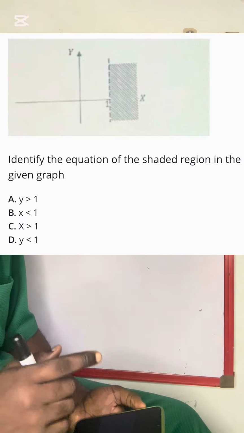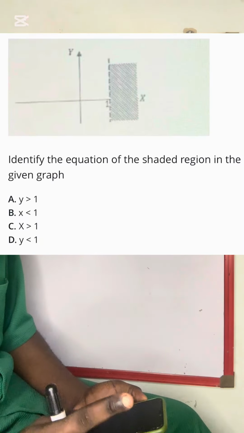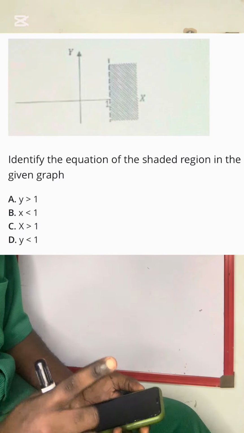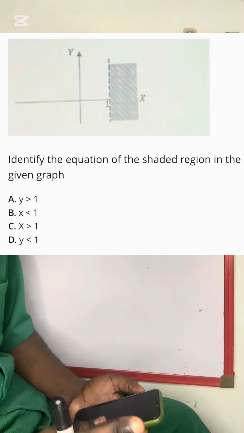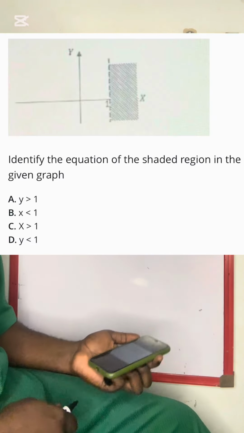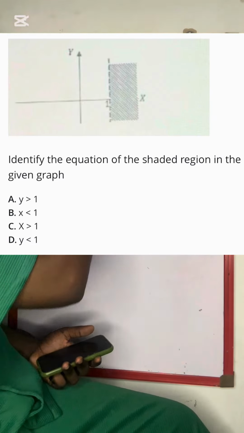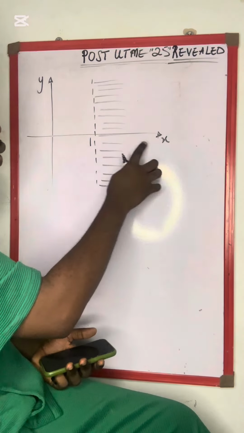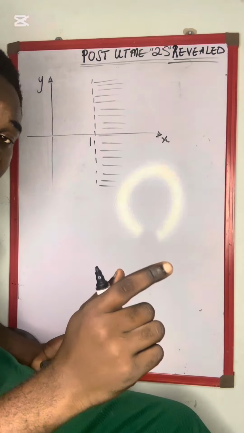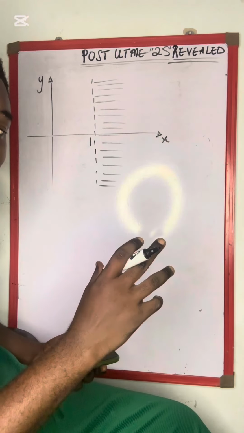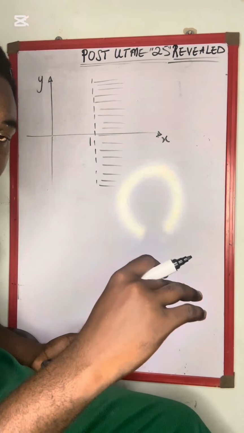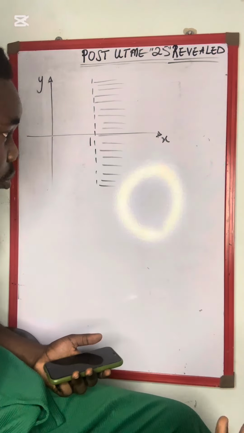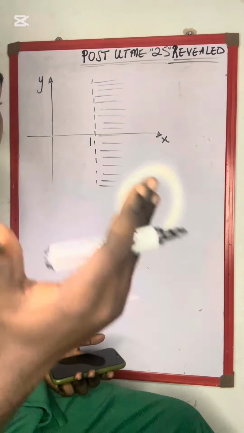Okay, number 8. Identify the equation of the shaded region in the given graph. This is from inequalities on the graph method. Now, from the graph, the lines are dotted and we are shading above 1 on the x-axis. Whenever you have dotted lines, we use either less than or greater than without the equal to. If it's a thick line running through, then we attach the equal to it.